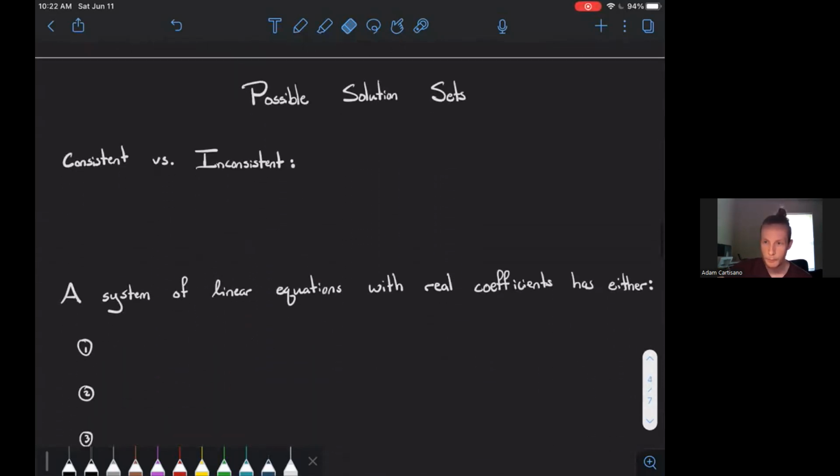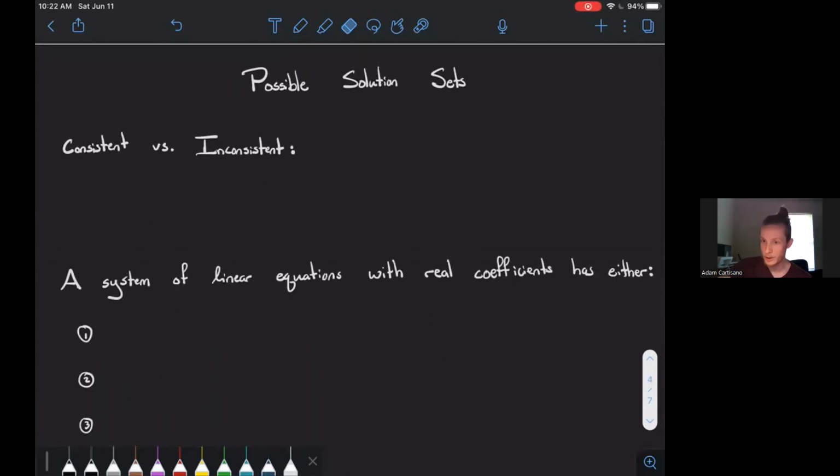Now, for now, like I said, we are interested in the solution sets. So I want to take a moment to talk about what the possibilities are for a solution set. We have two types of systems of linear equations. A system can either be consistent or inconsistent. I'll tell you what inconsistent is: the solution set is empty.